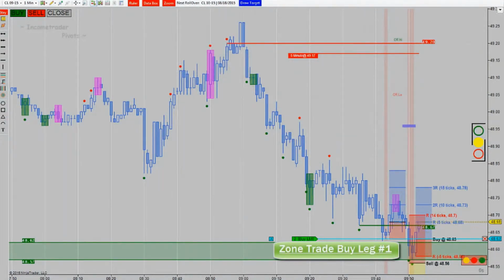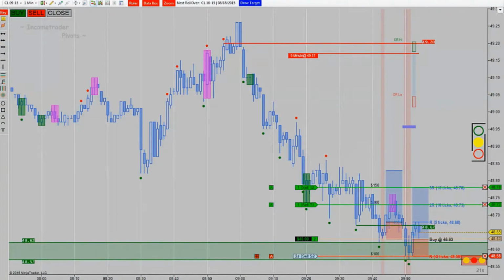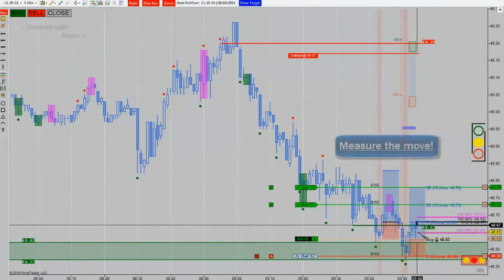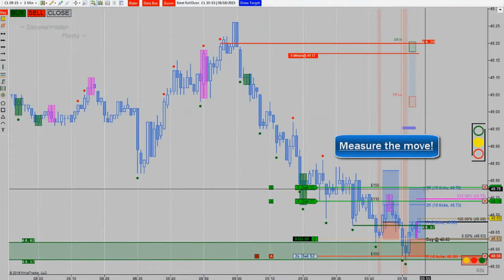This is our first leg. Leg number one. We're looking for a transition from short to long, and you can see we just got filled here. And so what we're going to do next is measure the move. What does that mean? It means that we're looking for prices in this downward trend to actually change trend.